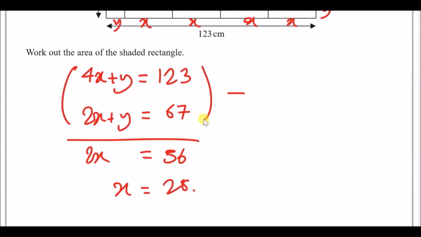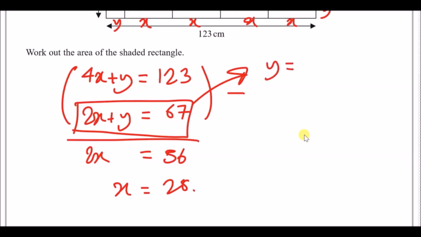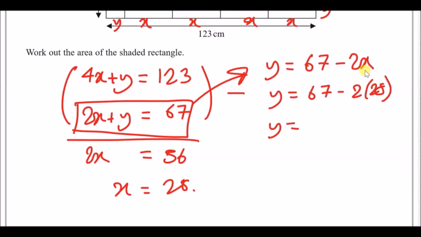So now we've got something. And again, if you want to find y, just pick an equation like this one for instance and make y the subject. So to do that, subtract 2x across. You can have y equals 67 minus 2x. So plug in the value of 28 for x. So you're going to have 67 minus 2 times 28. And that'll give you your y. Put this in the calculator. So 67 minus 2 times 28, you get 11. So now we're almost done.